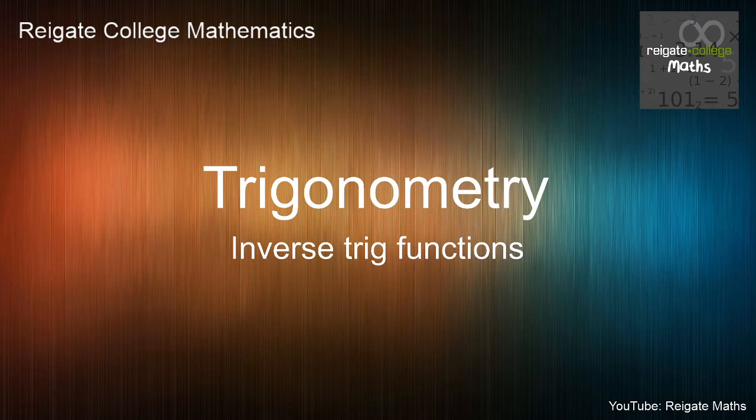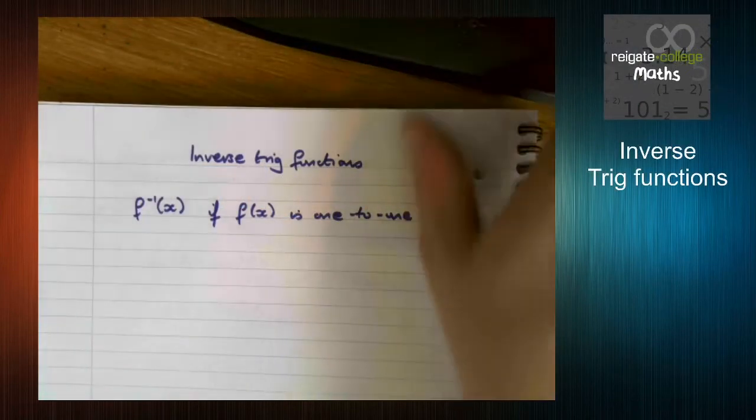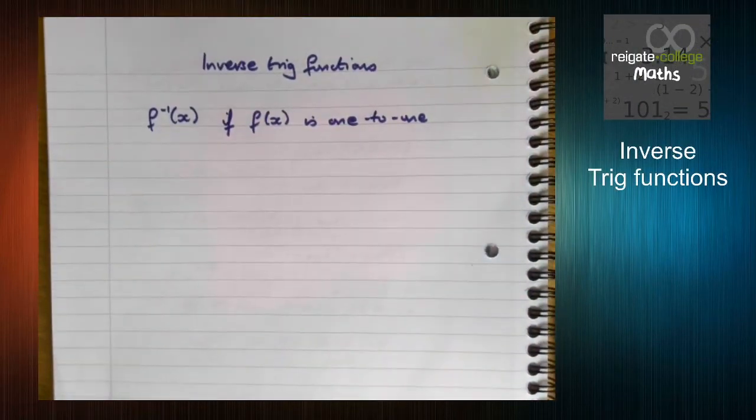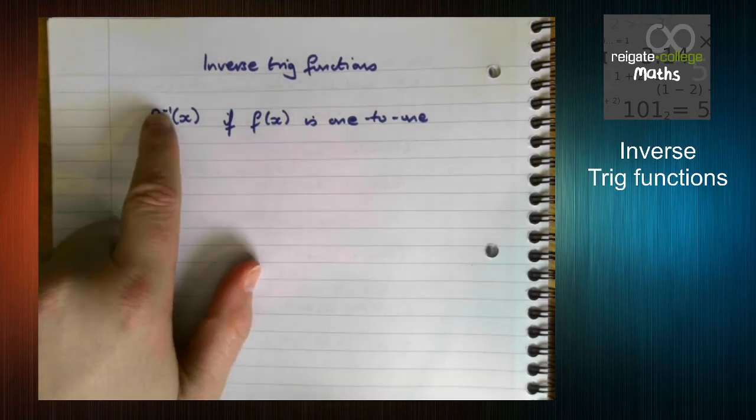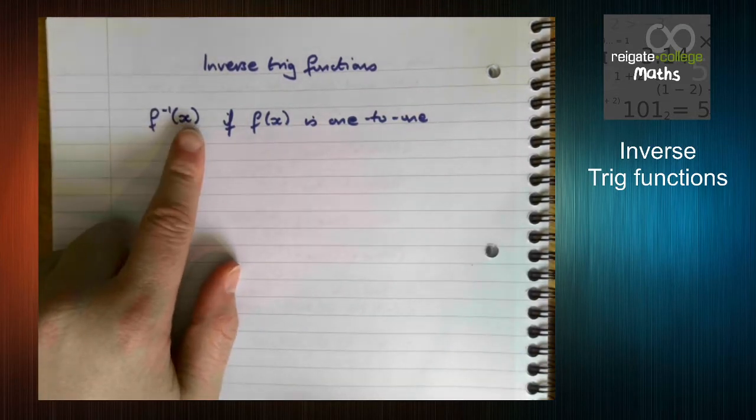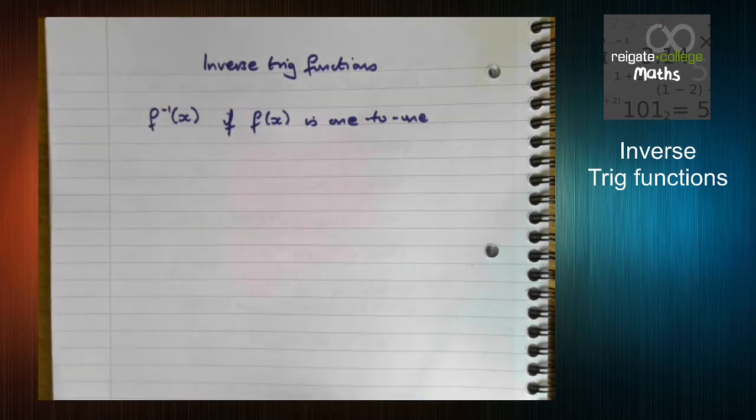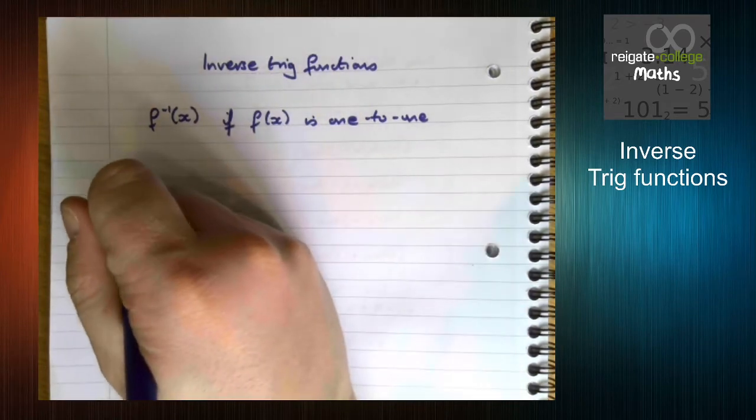This video is focusing on inverse trig functions, and not using them, because you should be familiar with using those already, but more looking at them as functions and as graphs. So what do we know about inverse functions already? Well, we know that an inverse function f to the minus 1 of x exists if f of x is 1 to 1. So let's have a look, just for the sake of argument, because this argument works for all the trig functions, at y equals sine x.